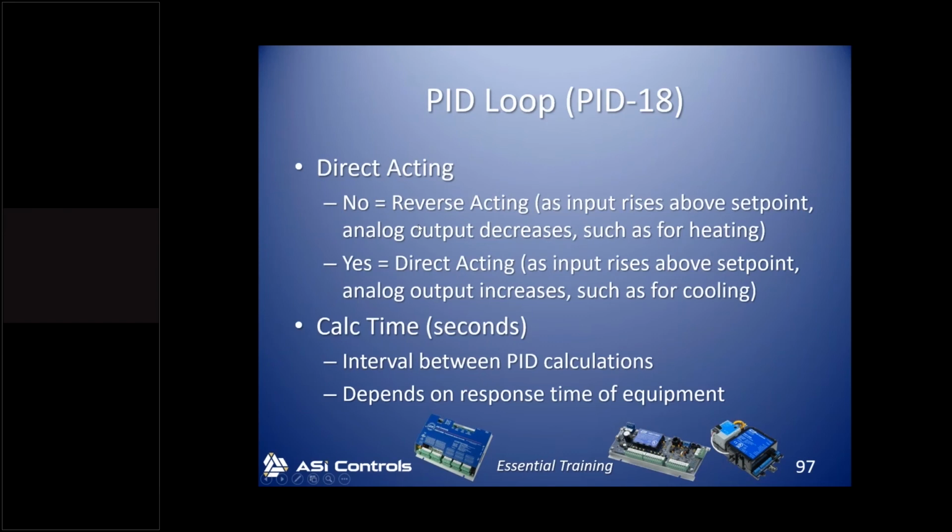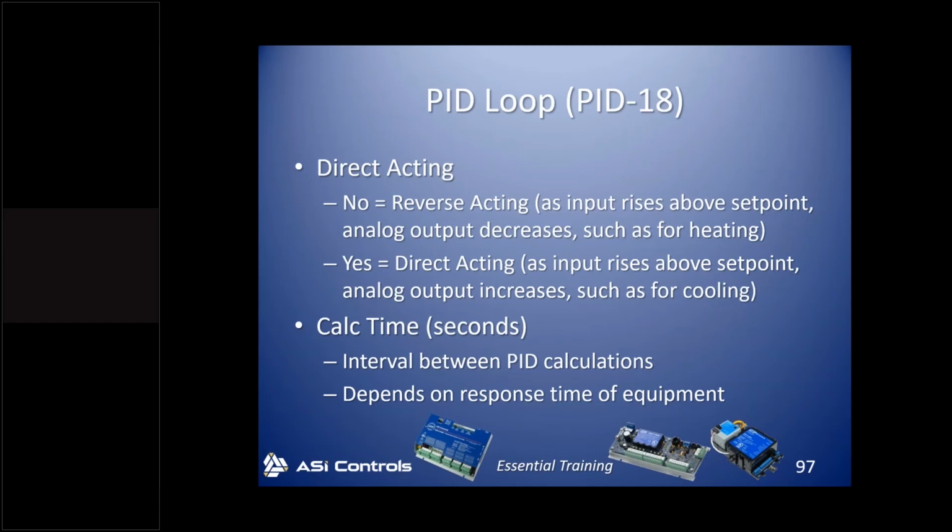So direct acting no is a reverse acting loop, which means as the input goes up above set point, then we reduce the analog output. That would be typical for heating. If our temperature went too high, we reduce the analog output to reduce the heat being generated. If you set direct acting to yes, then it's a direct acting loop, which means as the input rises above set point, then you increase the analog output signal, typical for cooling. So like if your chill water valve set point, or your supply set point, was 55 and the supply temp was 60, then it's higher than the set point. Usually you want to increase the analog output to open the valve to get more cooling.